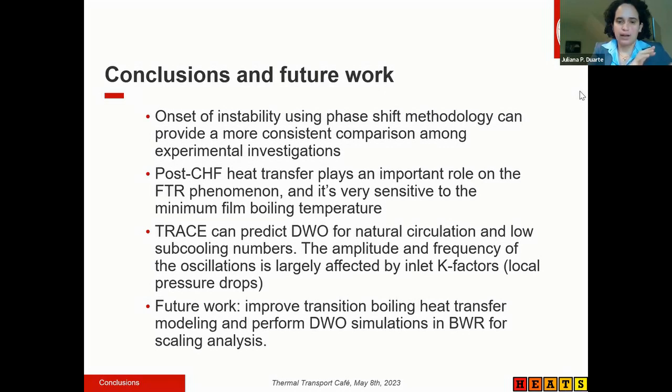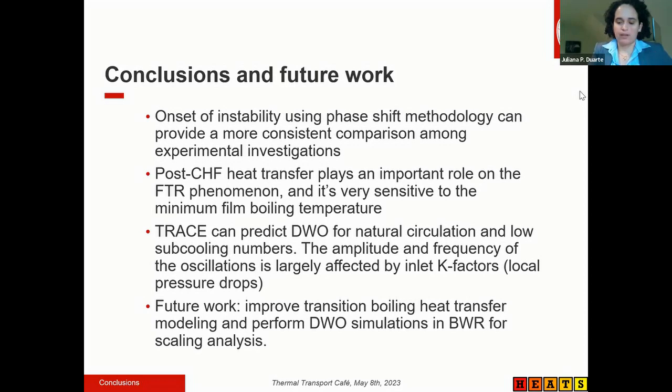We identified the minimum film boiling temperature as the most important phenomenon for this failure to rewet, but the heat transfer modeling, where we are going to add some physical model to the transition boiling, is still an ongoing process.